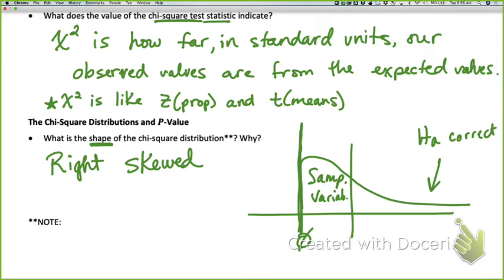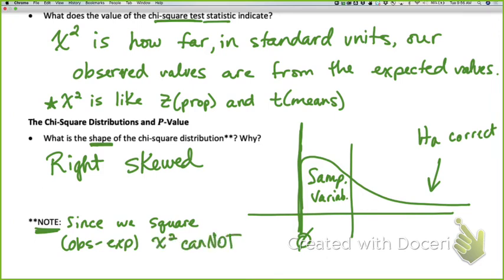Okay. All right, so just a little note right here. Since we square observed minus expected, chi-squared cannot be negative. If you get a chi-squared test statistic that's negative, something went real wrong, like real wrong.